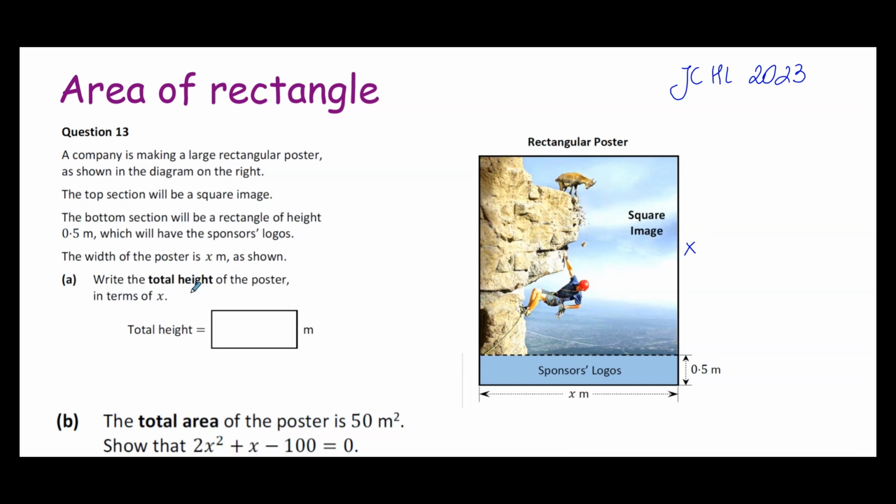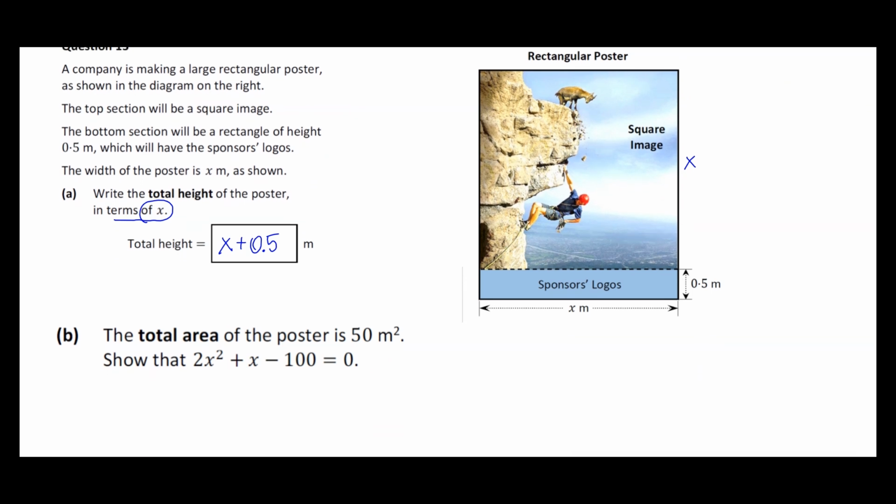So we have to write down the total height of the poster in terms of x, meaning x has to be included. So what is the height? x and 0.5. x and 0.5. Okay, let's see what we need to do next.